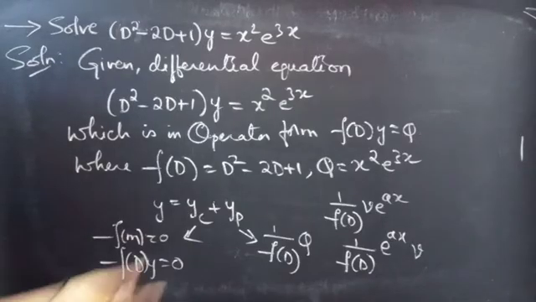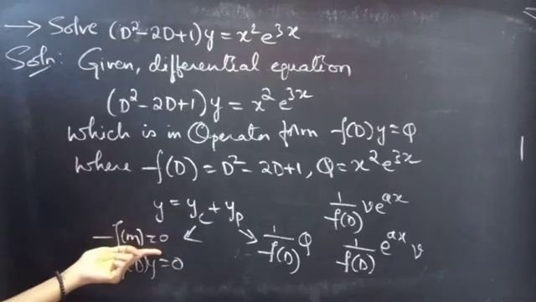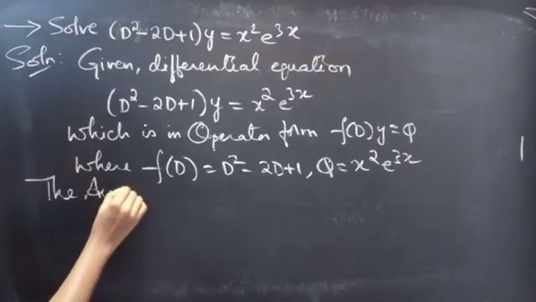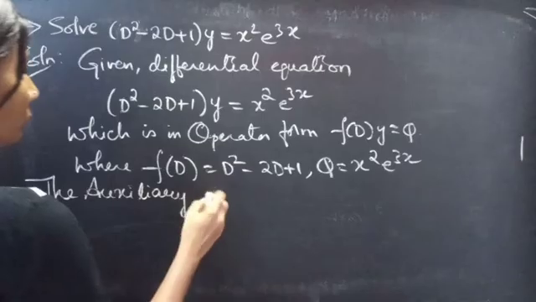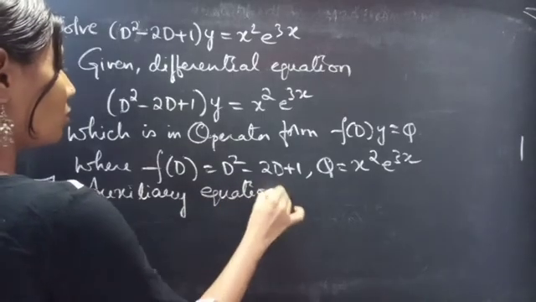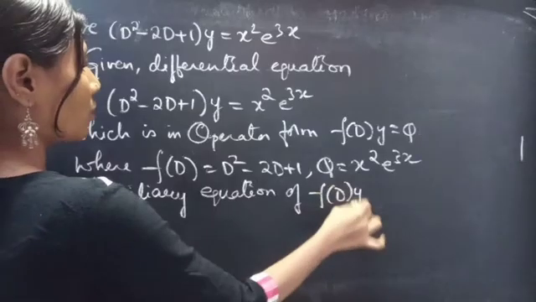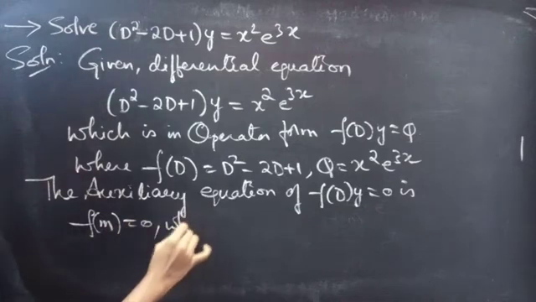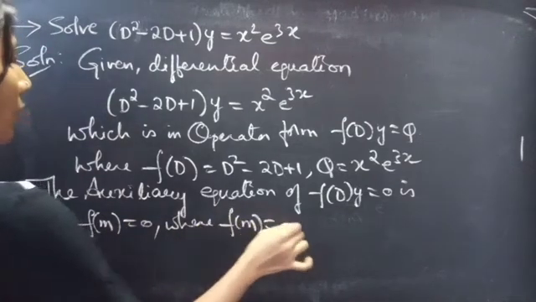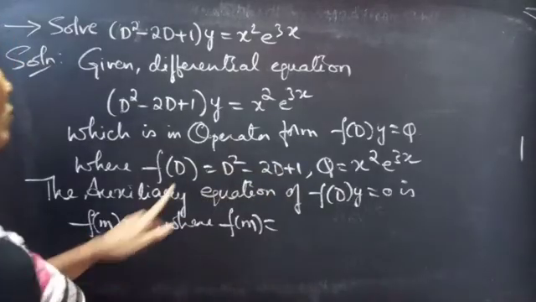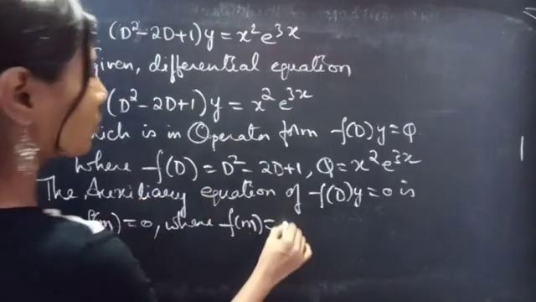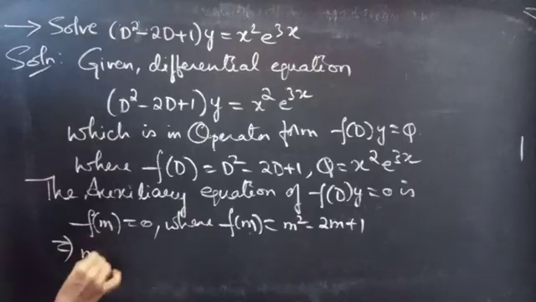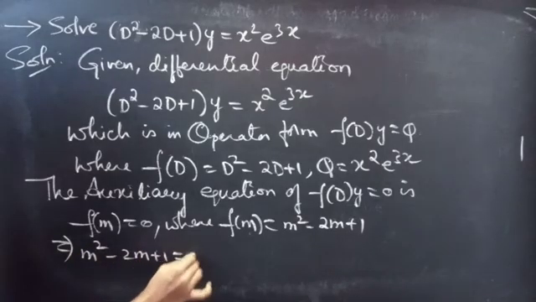Fine. Firstly, let's find yc using the roots of the auxiliary equation. The auxiliary equation of F(D)y = 0 is F(m) = 0, where we have F(D) = D² − 2D + 1. Let's replace the differential operator by m, so that we'll get F(m) = m² − 2m + 1. Now our auxiliary equation becomes m² − 2m + 1 = 0.